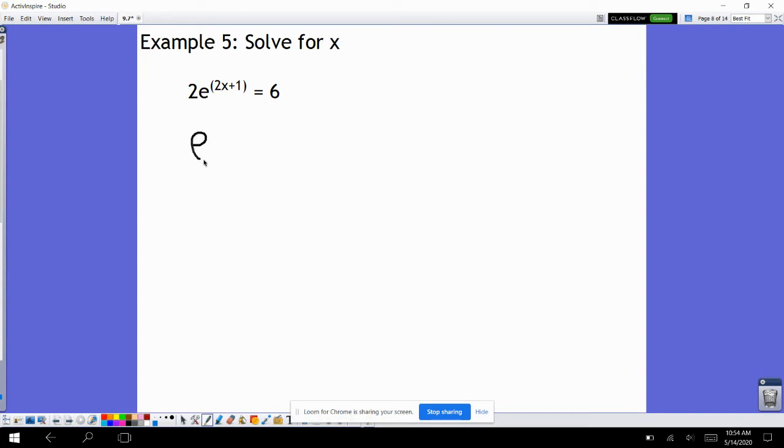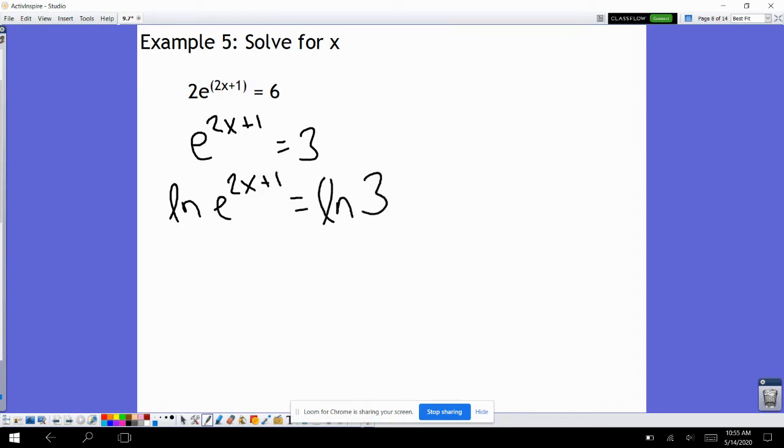So that's going to leave us with e to the 2x plus 1 is equal to 3. Well, because our base here is e, the easiest thing to do is take the natural logarithm of both sides. Because if we take the natural log of e raised to some power, it's going to leave us with whatever that power is.